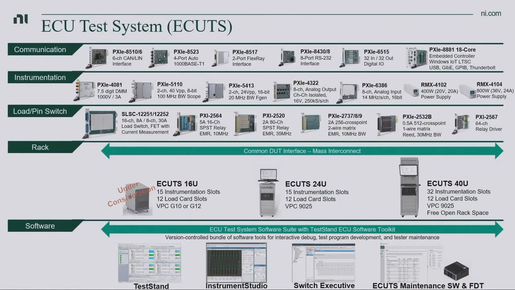This slide shows the ECU TS components that we could use to build an ECU TS. As you can see, there are components in communication, instrumentation, load or pin switch. For the rack, currently we have two types. One is 24U and 40U. As for the 16U rack, it will be released in 2023. For ECU software, we have TestStand, Instrument Studio, Switch Executive, and Maintenance Software, and FDT.